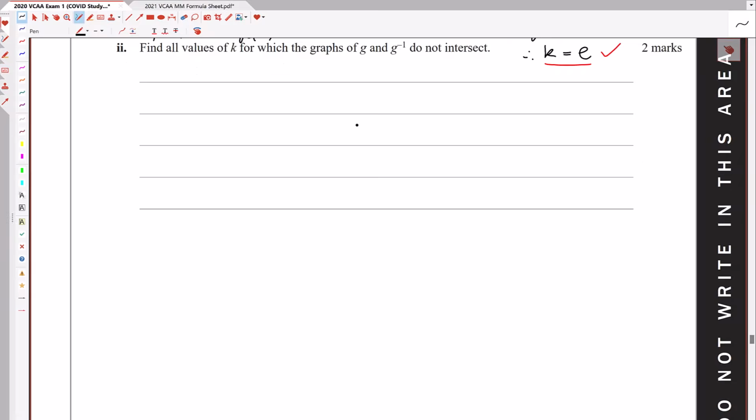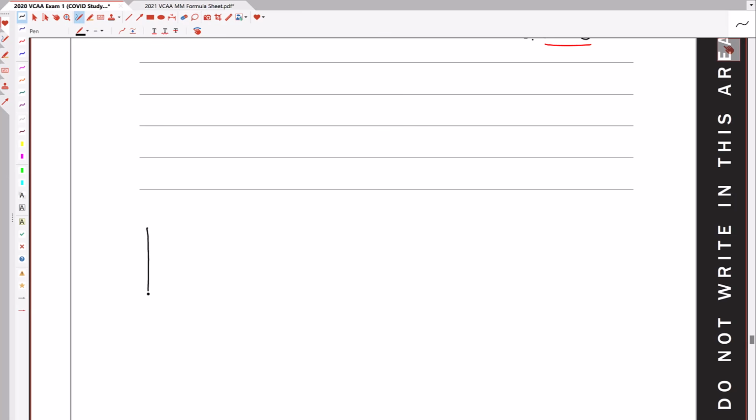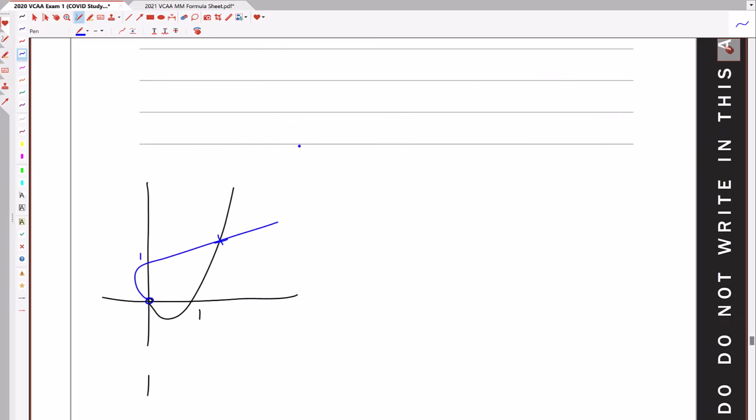Okay, so let's again think graphically a bit here. So we've got g, which does this, and that's 1, and the inverse of g would do that, and that would be 1, and so clearly they intersect. So again, k is about translating the graph up.